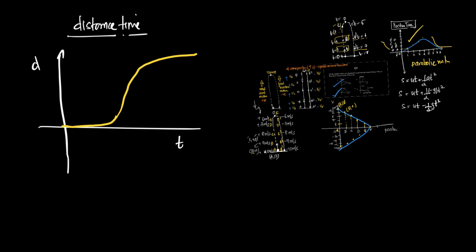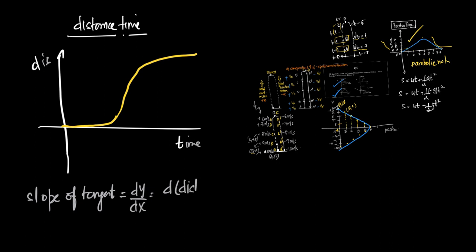Now see, what is the slope of the tangent equal to? The slope of the tangent is equal to change in y-axis by change in x-axis, which here is change in distance by change in time, right?